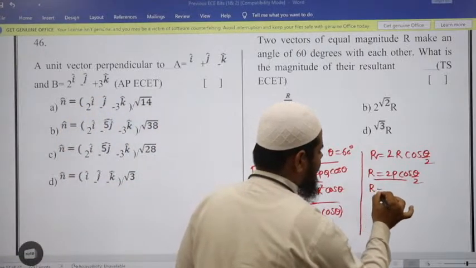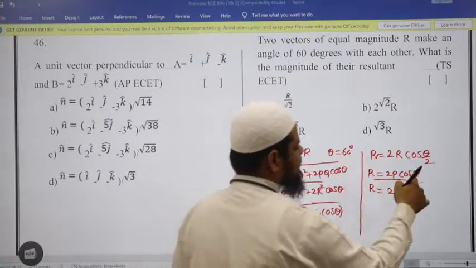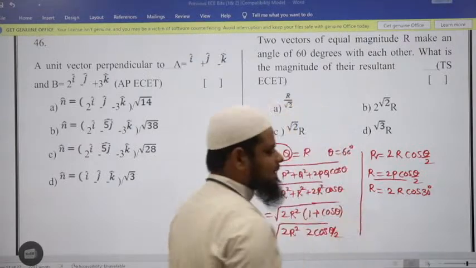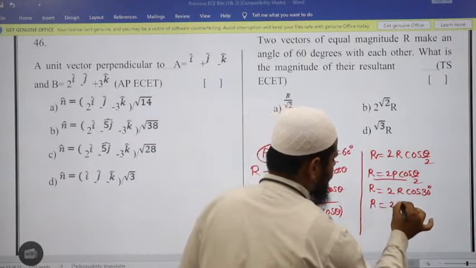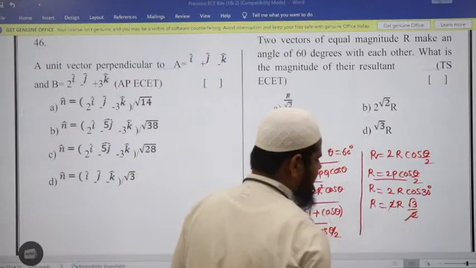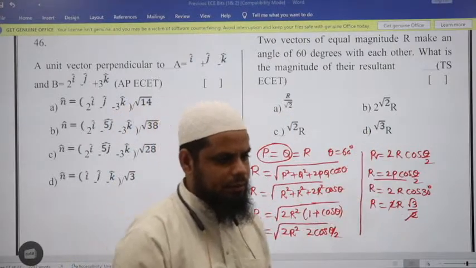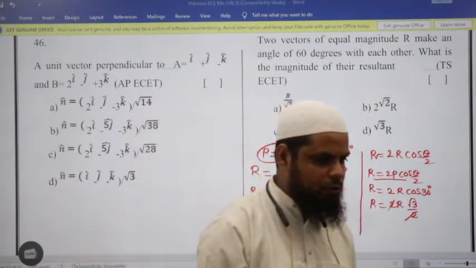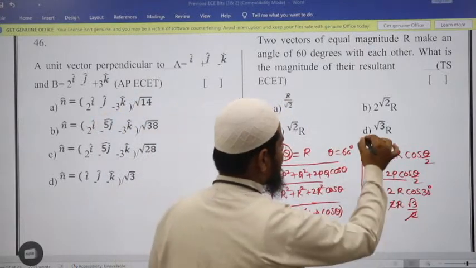R is equal to 2R cos, how much is this one? 60 by 2, cos 30. What is cos 30? Cos 30 is root 3 by 2. 2R into root 3 by 2. 2 gets cancelled. The answer is root 3 R. What is the answer? Option D. No guessings from the students. No problem. Fine. Move on to the next one. Option is D.